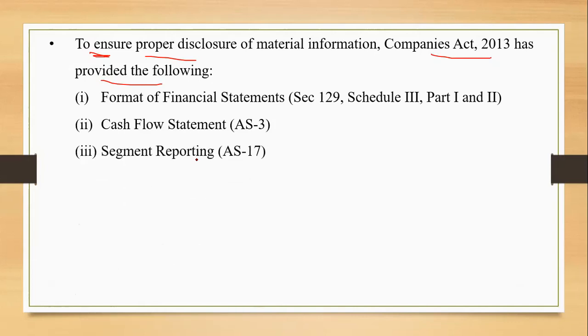Next is segment reporting. It is possible that one company has various segments, maybe dealing in various products. The report of each and every segment has to be presented over here. That is required as per Accounting Standard 17. Then is the note on accounting policies. Which are the accounting policies we are following? A note related to that has to be presented in the annual report.